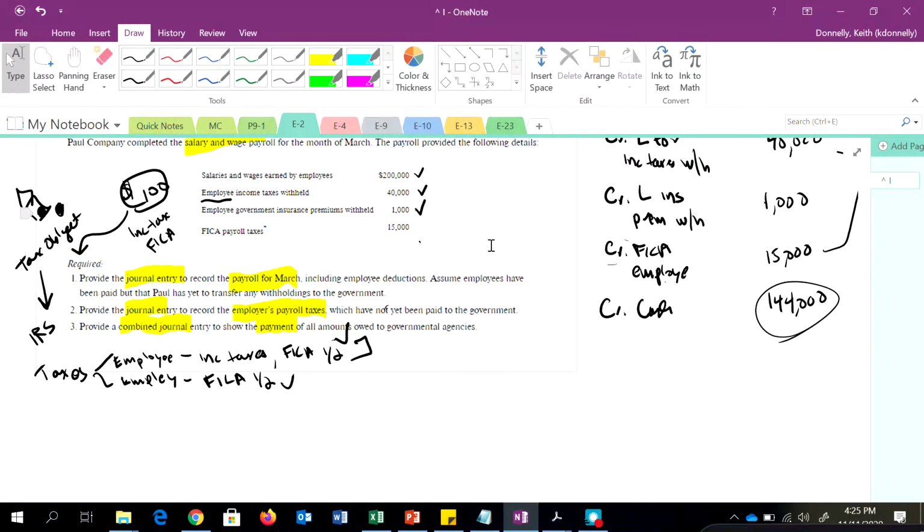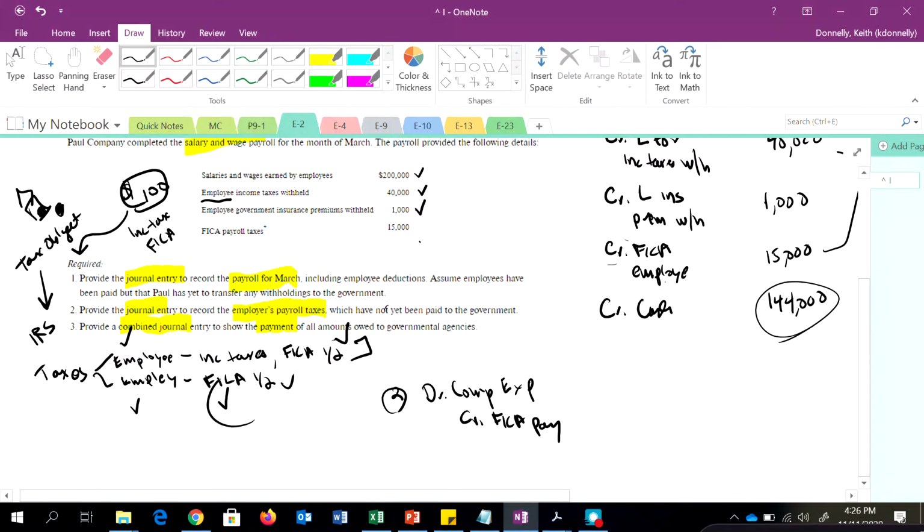Two says, okay, well, we just dealt with the employee portion of it. We did that down here. Now they want to know, what's the journal entry for the employer? Well, the idea with this is we have debit compensation expense, and then we have credit FICA payable. But this is the employer share down here. So we withheld for what the employee owes. Now we owe money. So we owe 15. That'll be part of our compensation expense.